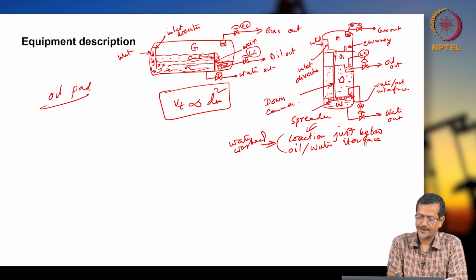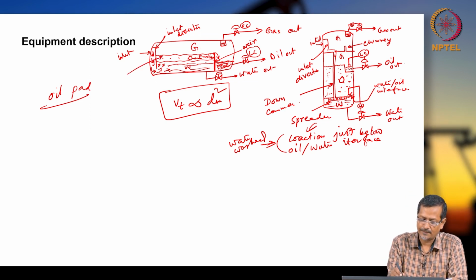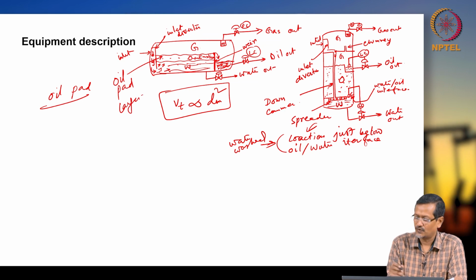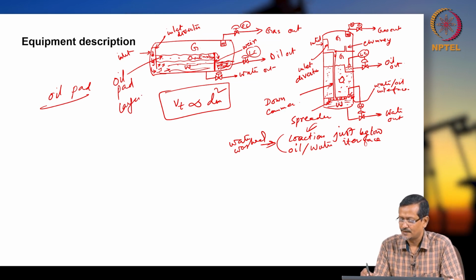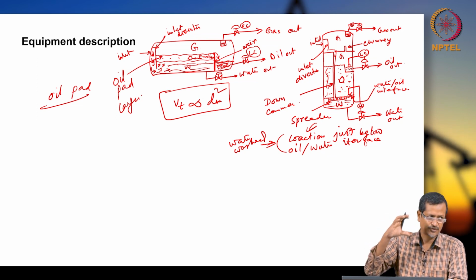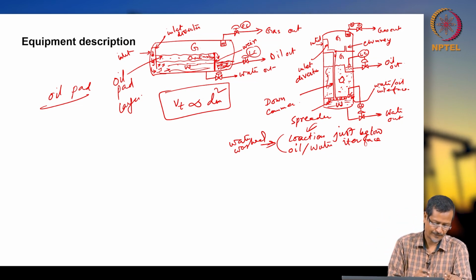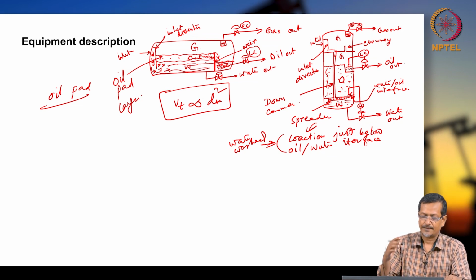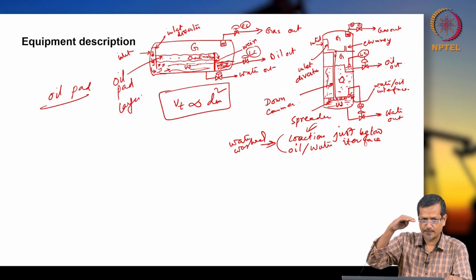The layer you are creating is the oil pad actually. This is the oil pad. Here also you are getting an oil layer, so this is the oil pad. How much thickness of oil and emulsion layer is there? This is called the oil pad. Oil plus emulsion layer forms a layer, and the weir maintains the height of the oil and emulsion layer.